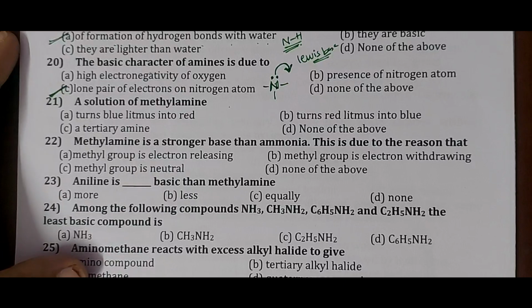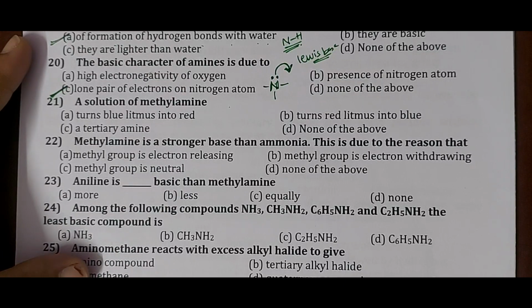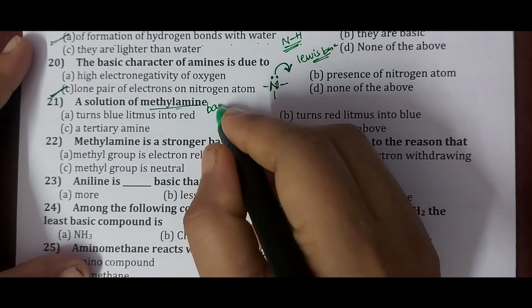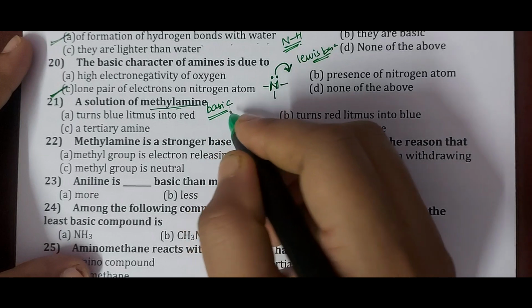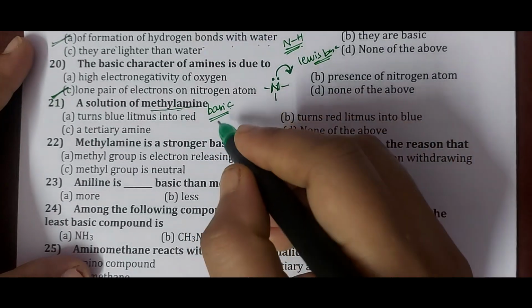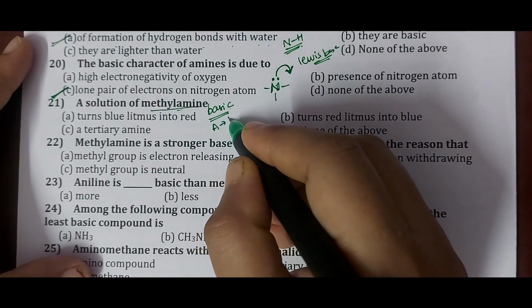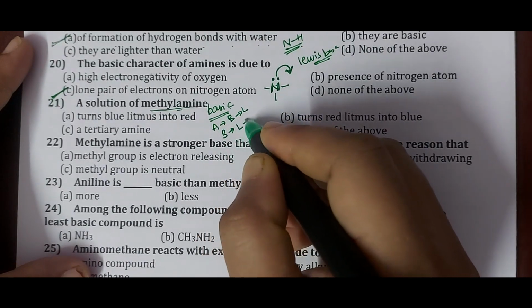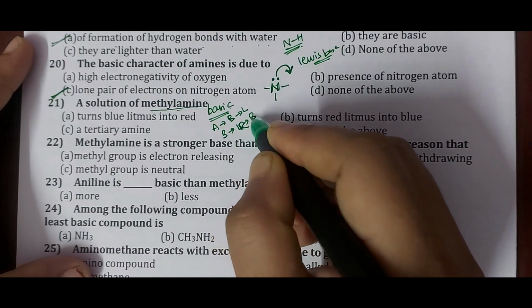Next we'll go with question number 21. A solution of methylamine. Remember that methylamine is basic in nature. This is a basic thing, you have studied it in your 10th standard, that an acid changes blue litmus to red and a base changes red litmus to blue.